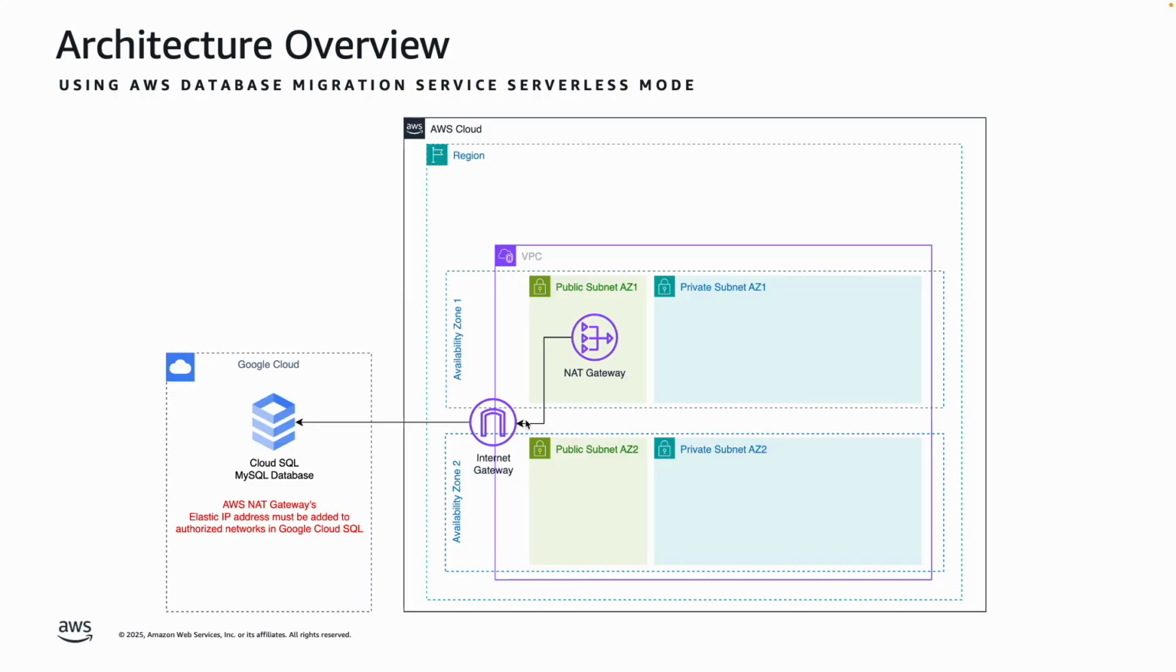In this video, I'll be using a custom VPC with two public subnets and two private subnets. I also have a NAT gateway inside the public subnet, which is connected to the internet gateway. It is crucial to understand that we have to add the elastic IP address attached to the NAT gateway to the authorized networks in Google Cloud SQL.